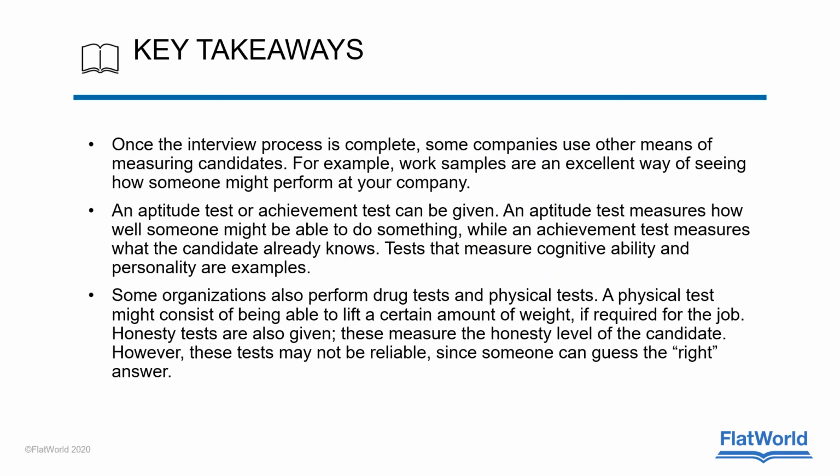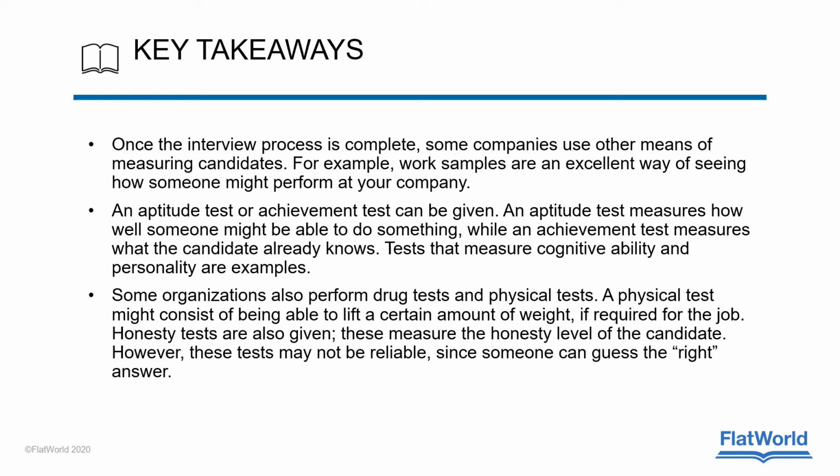So some key takeaways. Once the interview process is complete, some companies are going to use other means of measuring candidates. For example, work samples are a great way to see how someone might perform at your company, though work samples may not be applicable in every single situation. An aptitude test or achievement test can be given. An aptitude test measures how well someone might be able to do something, while an achievement test measures what the candidate already knows. Among these are tests that measure cognitive ability and personality.